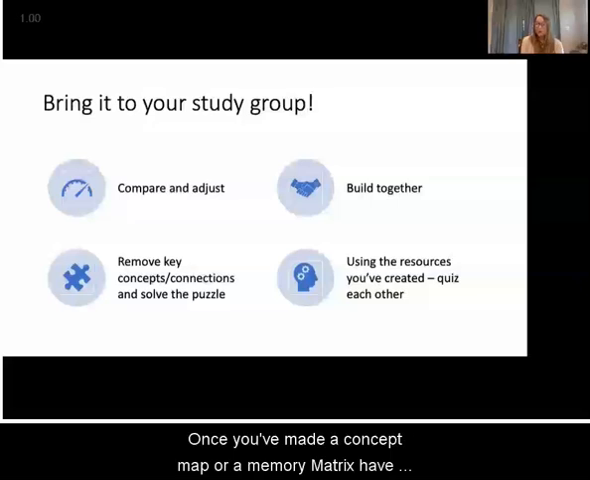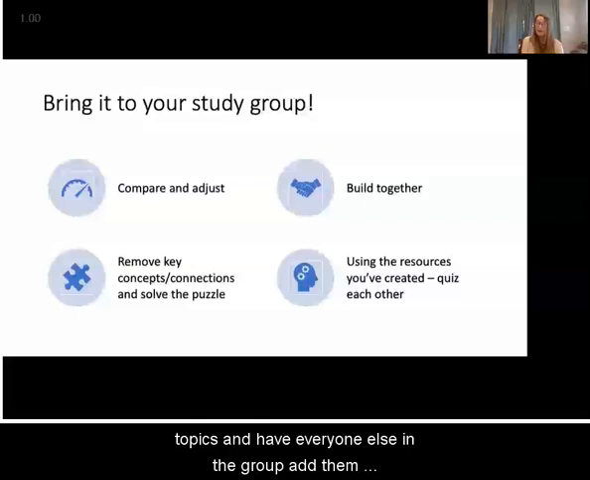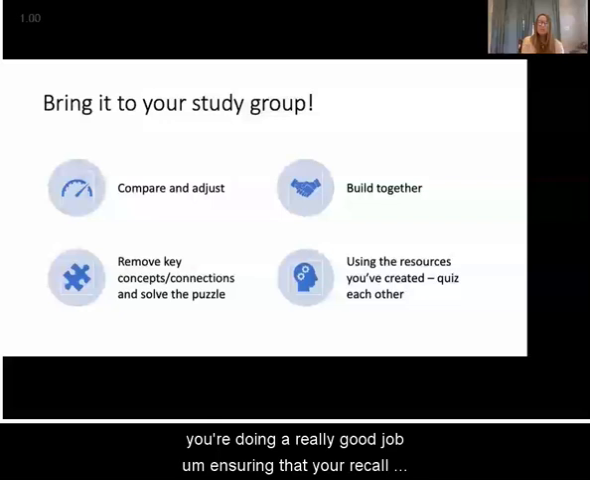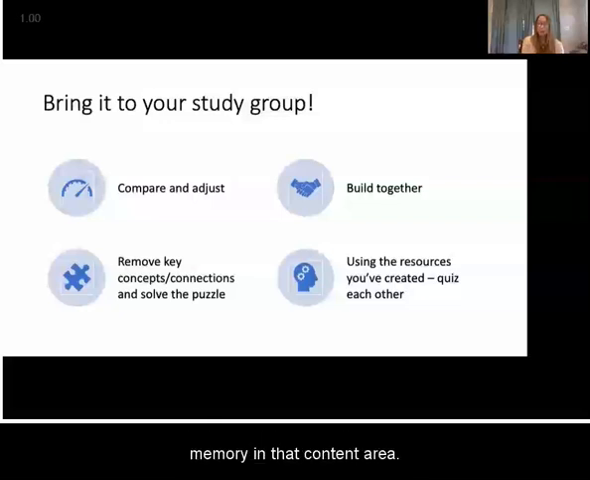Once you've made a concept map or a memory matrix, have one person in the group remove some of those key concepts or remove some of the connections between those topics and have everyone else in the group add them back in. Can you rebuild that concept map, rebuild that memory matrix? And if you can fill in those connections, you're doing a really good job ensuring that your recall memory in that content area is pretty strong.